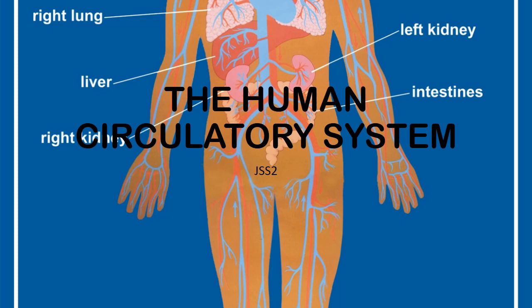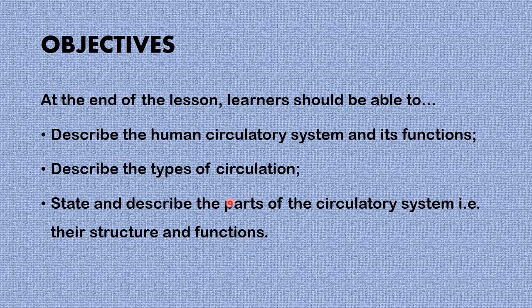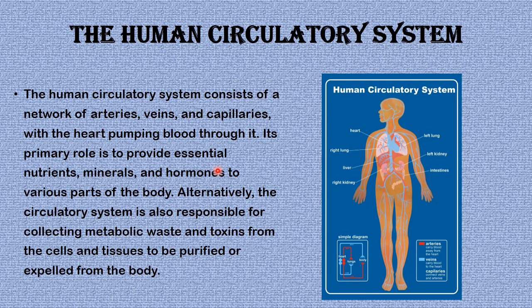Hello there, it's time for another basic science lesson on the human organ system. Today we'll be looking at the topic, the human circulatory system. Now the objective of this lesson is to help learners to describe the human circulatory system and its functions, describe the types of circulation, state and describe the parts of the circulatory system, that is, their structure and function.